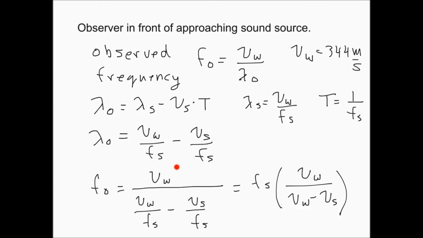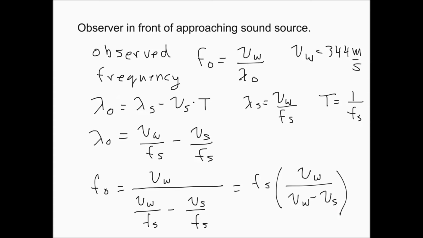And so we can take this and plug it in here, and we get this equation, right? It's the velocity of the wave, from way up here where we defined our observed frequency, divided by the velocity of the wave over the frequency of the source, minus the velocity of the source over the frequency of the source. And if we rearrange, we get this. The frequency observed is equal to the frequency of the source times the velocity of the wave divided by the velocity of the wave minus the velocity of the source.